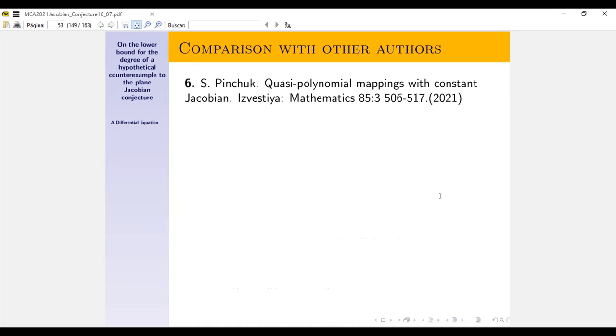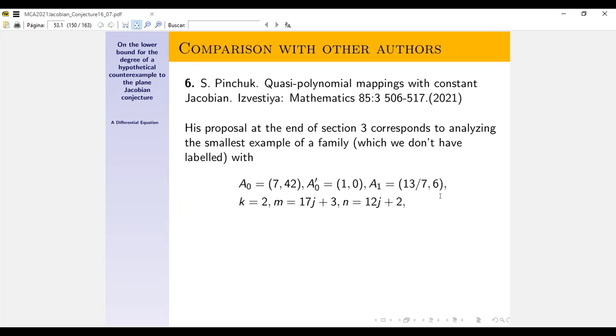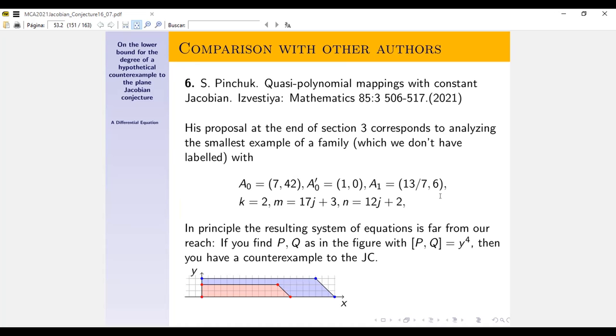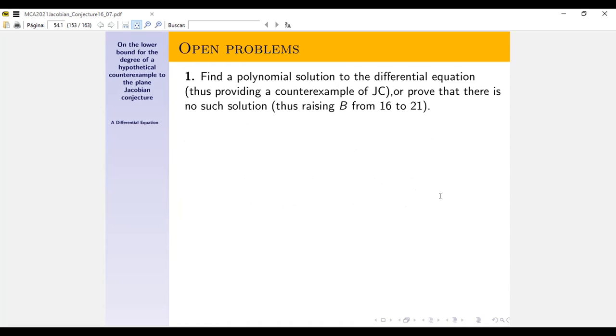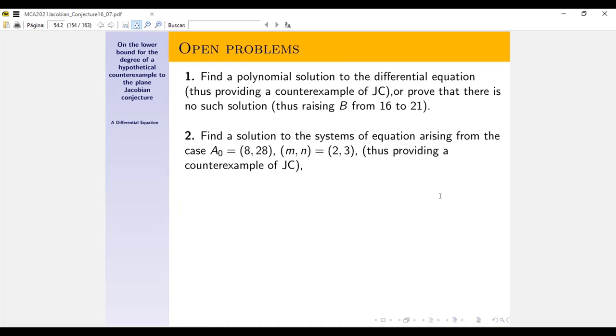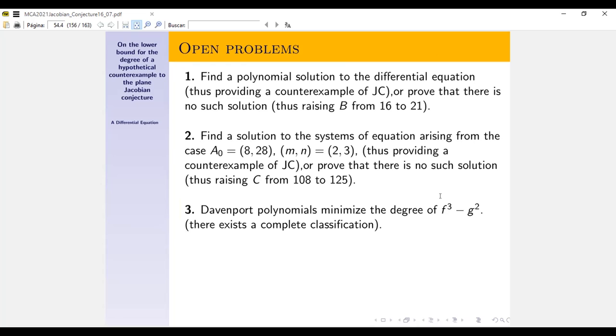Pinchuk, 21, he is proposing to analyze some object, and this is a possible counterexample that corresponds to this example of our family. Okay, if you take this example, then you get a similar example to which we had. So given the record of finding counterexamples of Sergei Pinchuk, I think one maybe should look into this particular example. So open problems. Well, this is for B from 16 to 21. The second study this year. And you can try to generalize this Davenport polynomials approach.